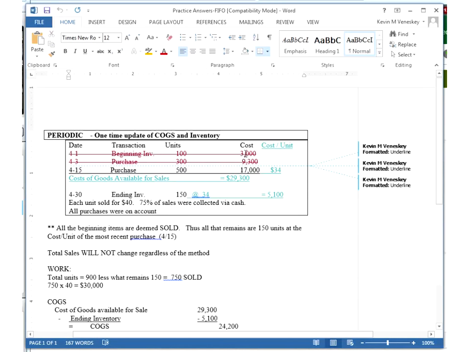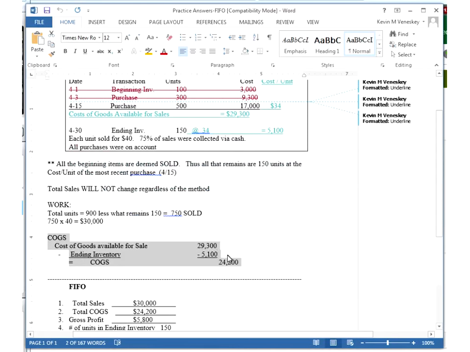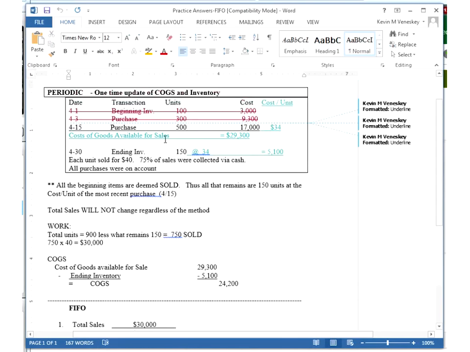The second thing that I do is look up and see how many items I had available for sale. So it was 29,300. I take the 29,300 total that I had minus what I still have left, because I haven't sold them obviously, and that's going to tell me my cost of goods sold. And that's what I did down here in my little formula. I took what I had available minus what I still have, and I got the cost of goods sold.